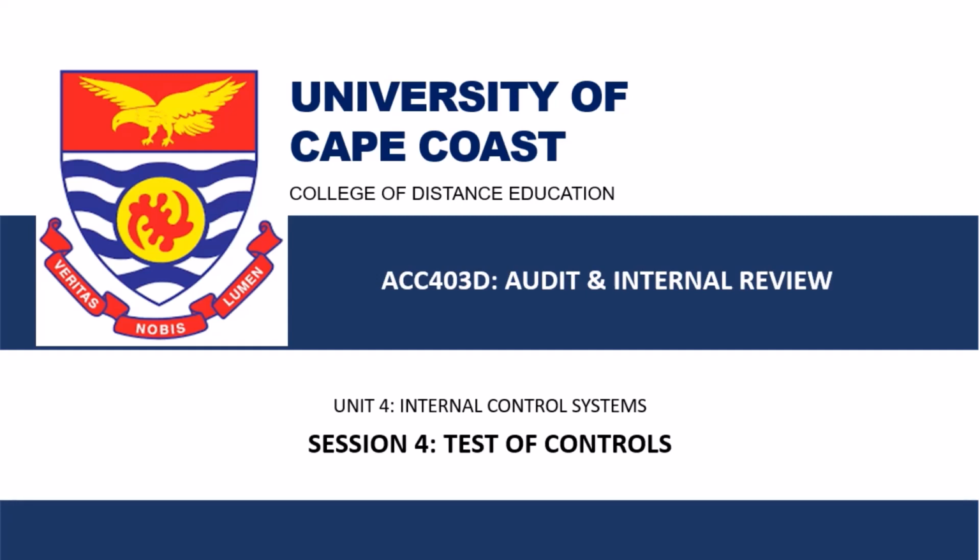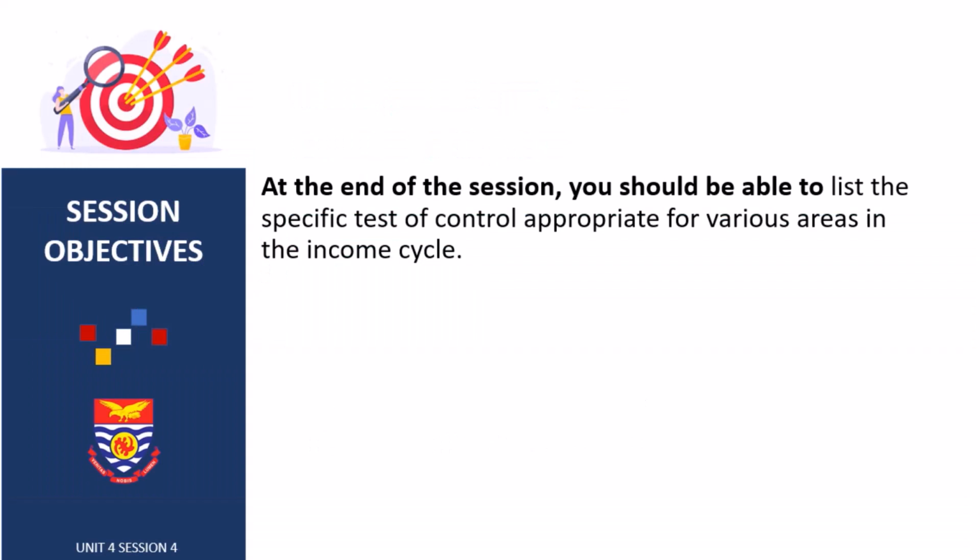In this lecture, we'll be dealing with session 4 of Unit 4. In session 4, the topic is test of controls. Unit 4 as a whole is talking about the internal control systems. At the end of this session, you should be able to list the specific test of control appropriate for various areas in the income cycle. The focus is on the income cycle now. So that is the objective that must be achieved at the end of this lecture.